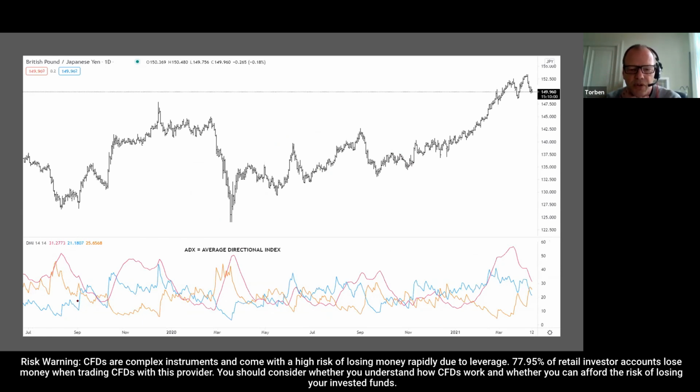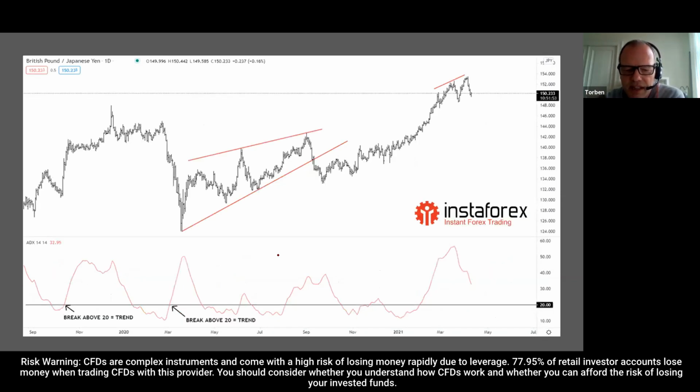These are those two, and then you have the red one, which is the ADX, the average directional index. Now I'm going to remove those, and it looks like that. But what you can use it for is this: when it breaks above 20, you are in a trend. And it doesn't matter if it's an up or a down trend. When it's moved above 20, you are in a trend.